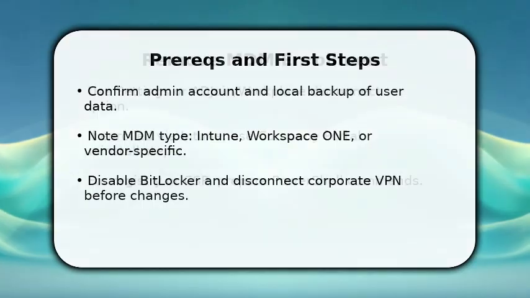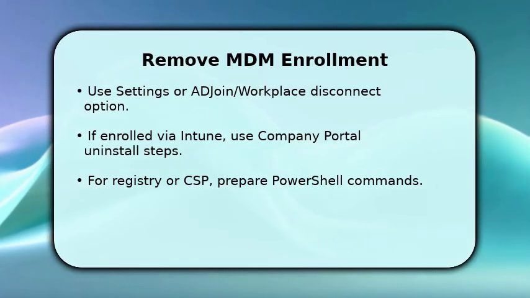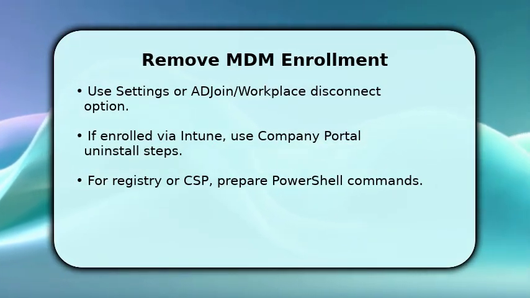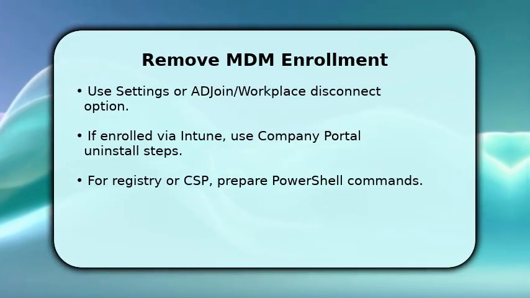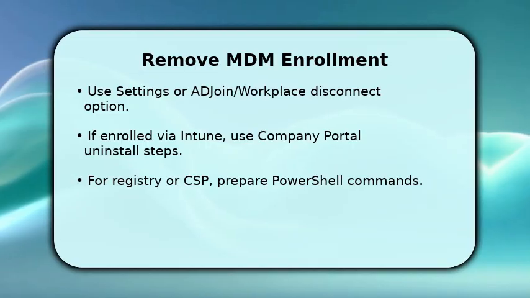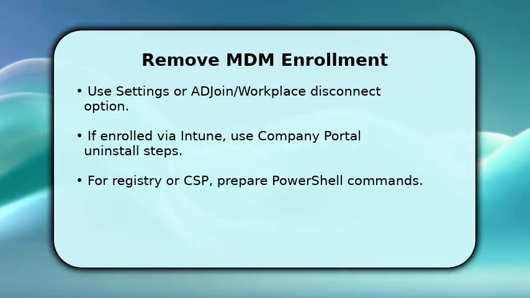First, try Settings, Accounts, Access Work or School, and click Disconnect. This often removes enrollment. If that fails because of Intune, open Company Portal and follow uninstall steps. Make sure you sign out and remove the device from the console if you control it.